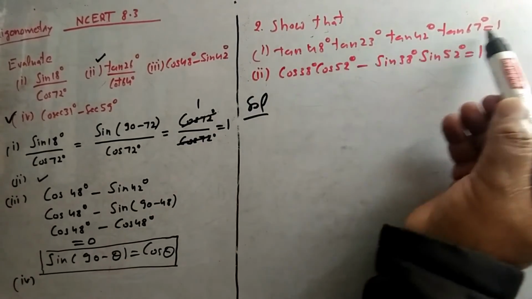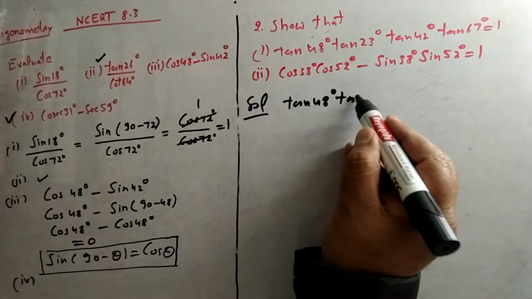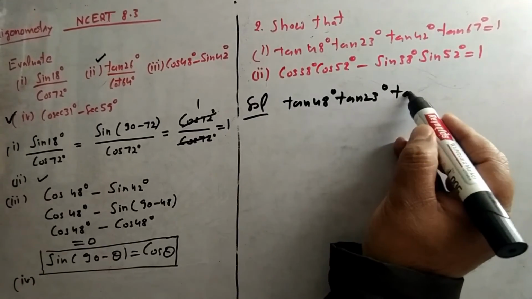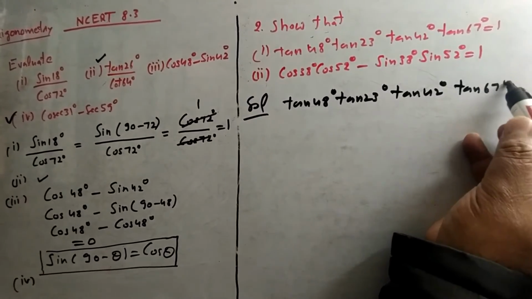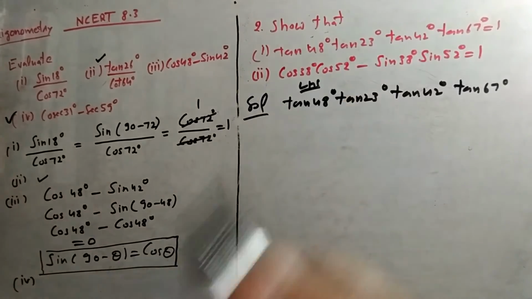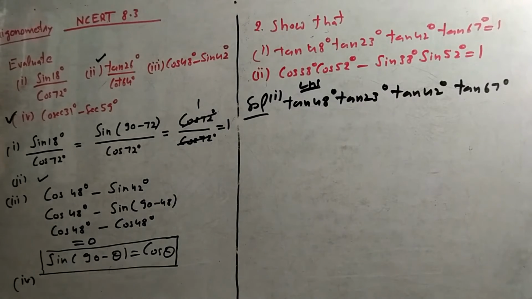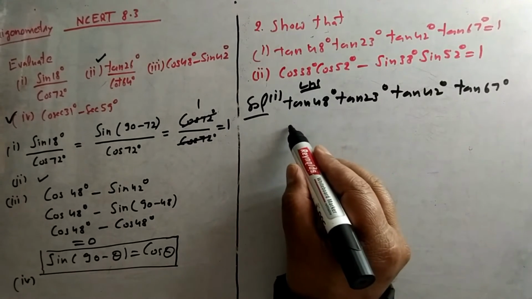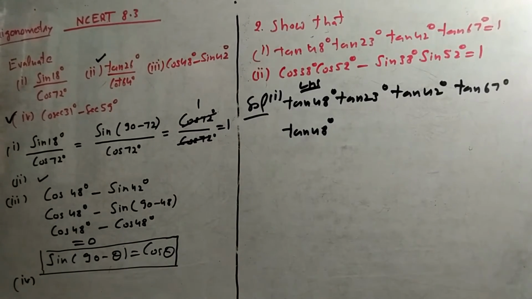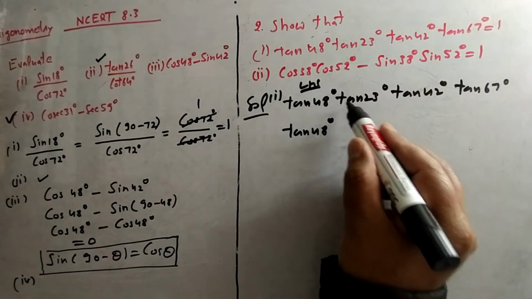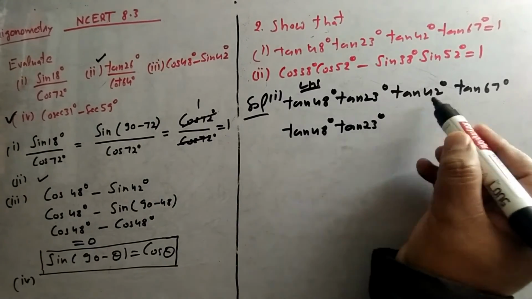Now he says prove that this is equal to 1. So I have a question here. This is tan 48, tan 23, tan 42 and tan 67. So you have to take the left hand side first, right? Now you can do one thing here, children. This is tan 48. So put it as such, tan 48. And here again put it as such, tan 23. We have to change these two.